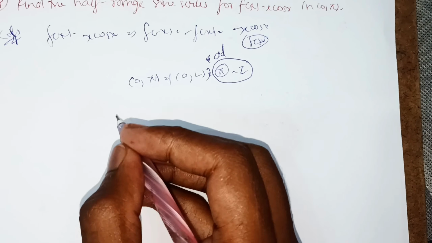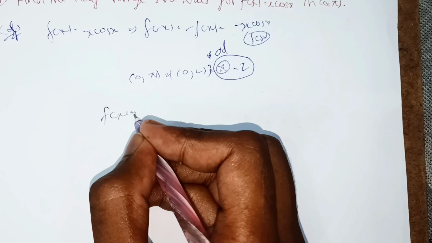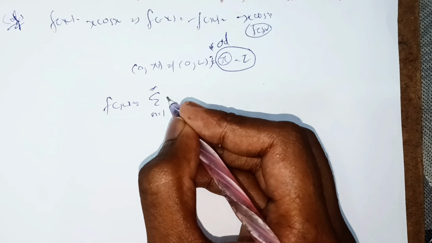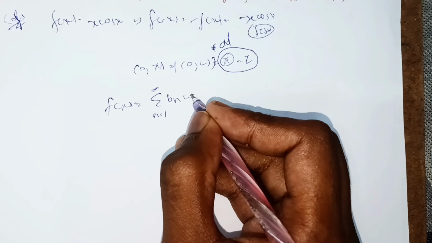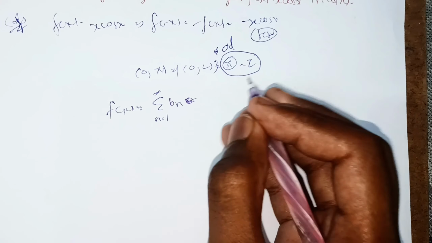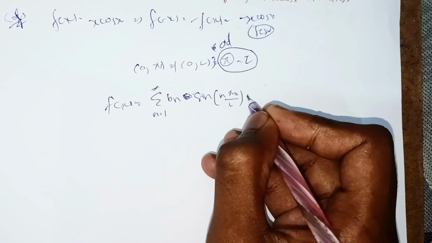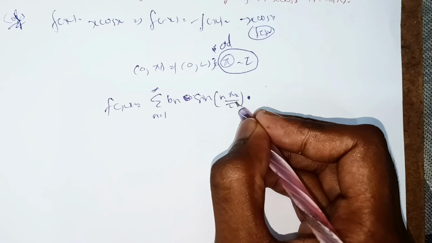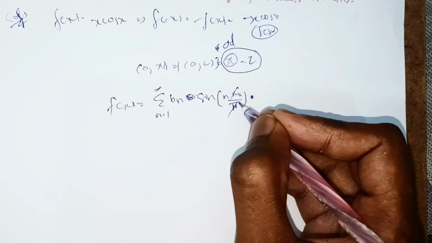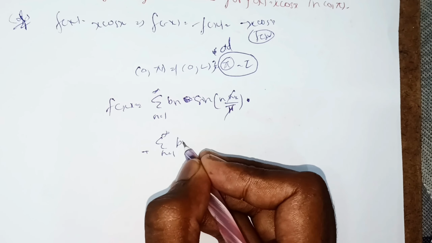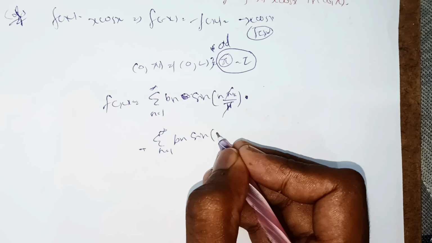So next we should find f of x. f of x equal to summation n equal to 1 to infinity of bn, and for the sine series we should take sine of n pi x by L. Here pi will be equal to L, so pi will be cancelled out. It will be summation n equal to 1 to infinity of bn sine nx.